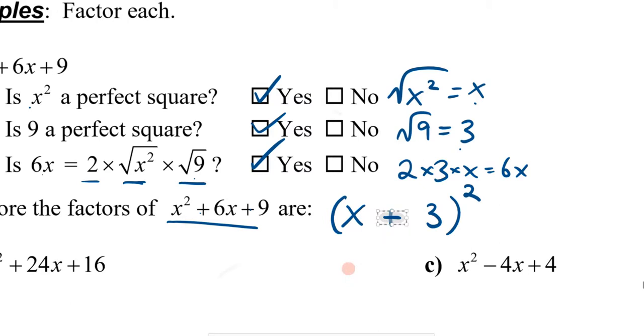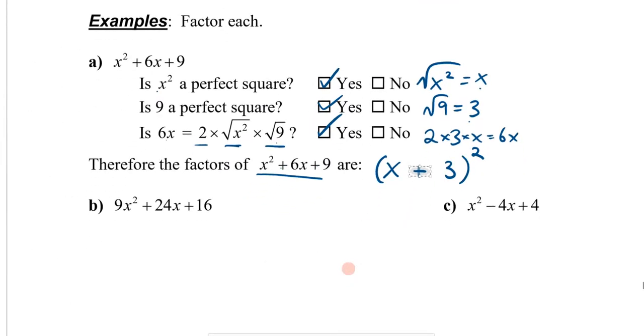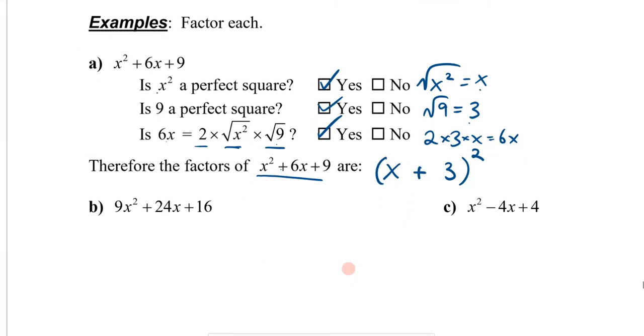Okay, so what about some others? 9x squared plus 24x plus 16. So let's check. The square root of 9x squared: the square root of 9 is 3, and the square root of x squared is x. The last term is 16, so the square root of 16 is equal to 4. So far so good.